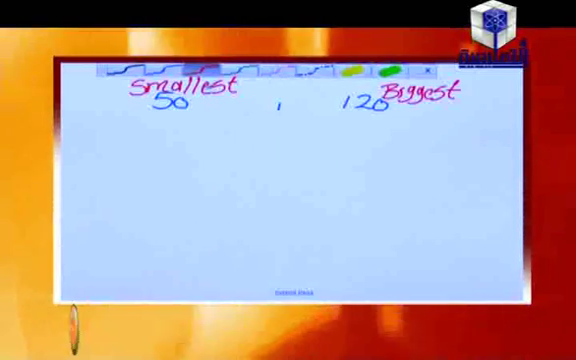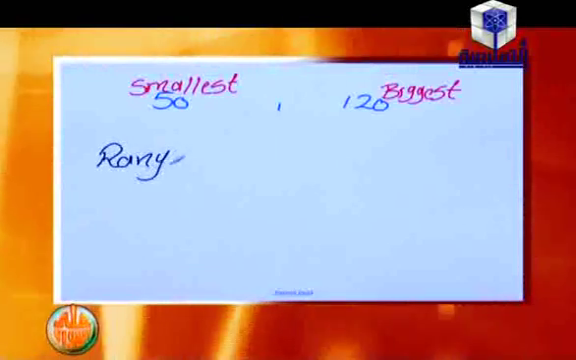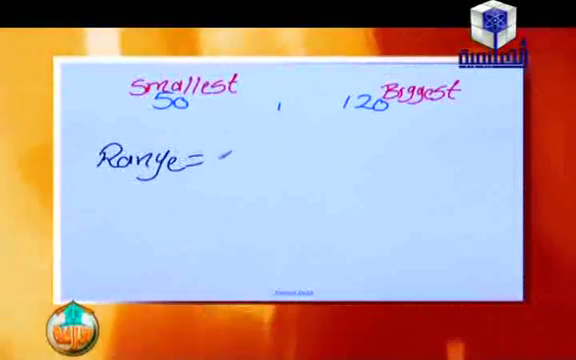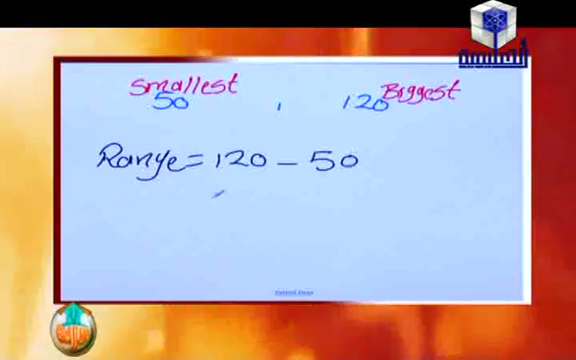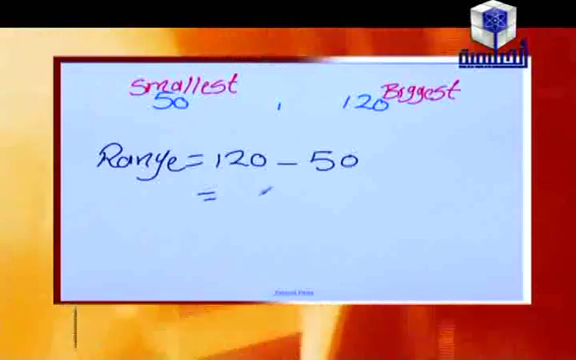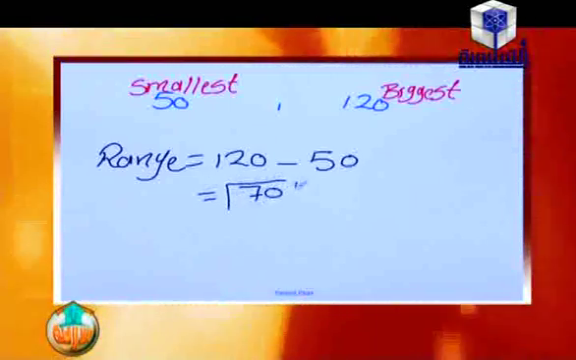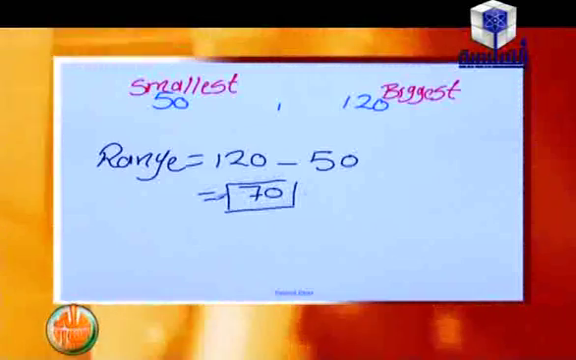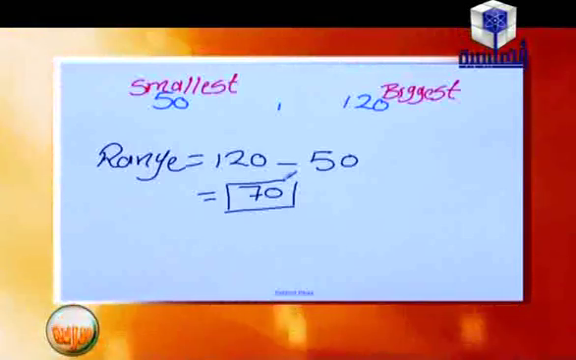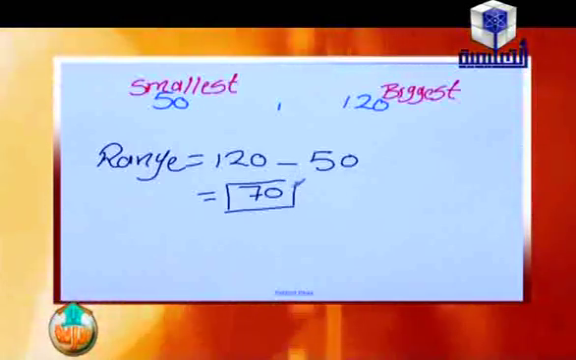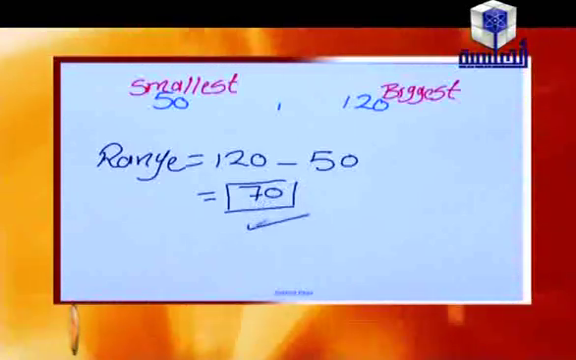To find the range of this data, we subtract the smallest value from the biggest value: 120 minus 50 equals 70. The range is the difference between the maximum value and the minimum value, or the upper limit and the lower limit. So 120 minus 50 equals 70, which represents the range of this data. Okay.